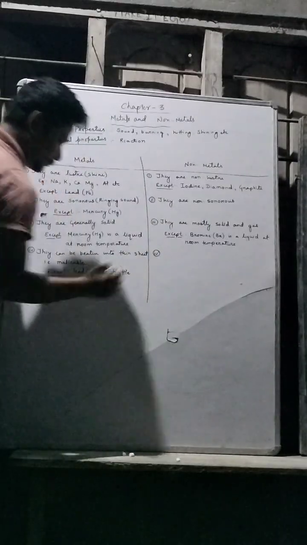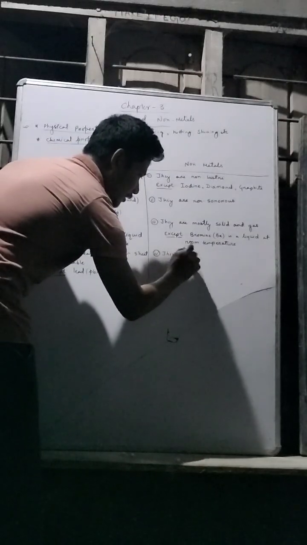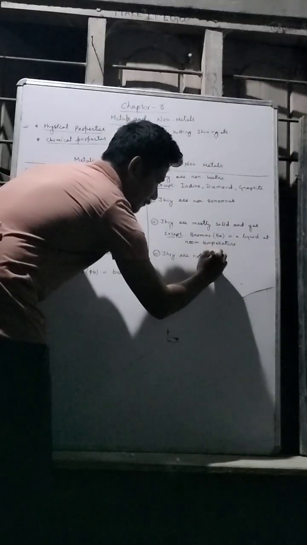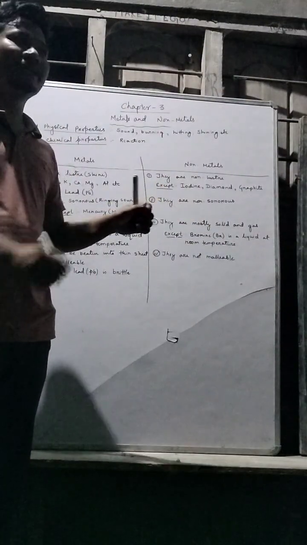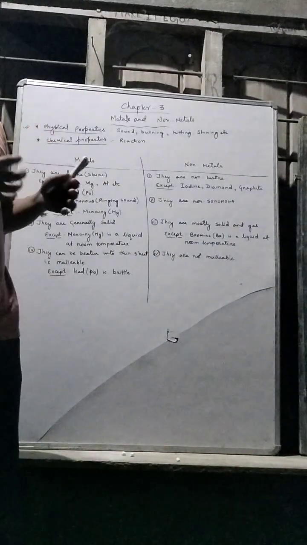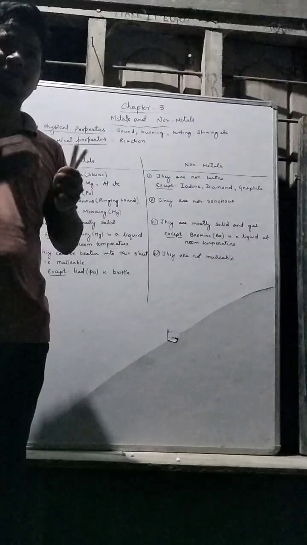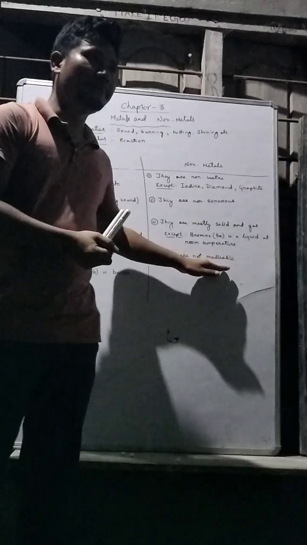While if we talk about the non-metals, they are not malleable. Non-metals are not malleable, as they are solid. When we beat the solid non-metals, they will break down, like carbon. Think about charcoal. After burning firewood, we find charcoal. When we hit that charcoal with a hammer, it will break into pieces. So that means they are not malleable.